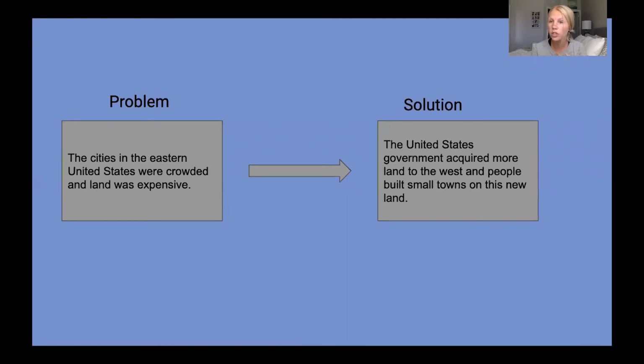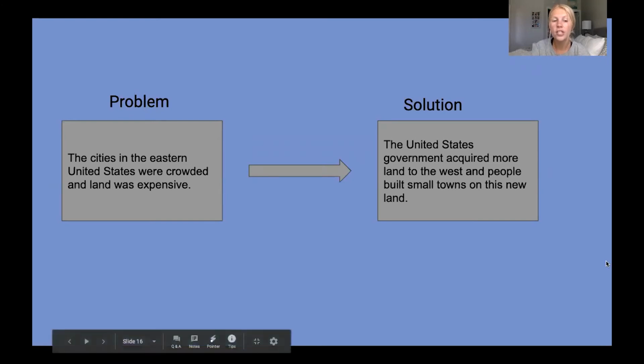When we saw that word, we should have known right away. It's a clue word. This is our solution. The solution was the United States government acquired more land to the west and people built small towns on this new land. So again, we have our problem and our solution. You guys should have the same problem and solution as me written into your graphic organizers.